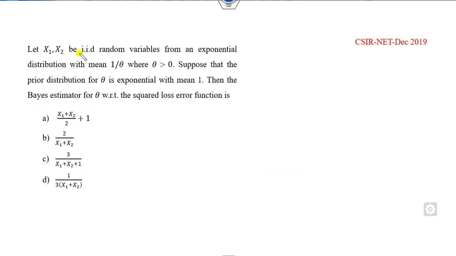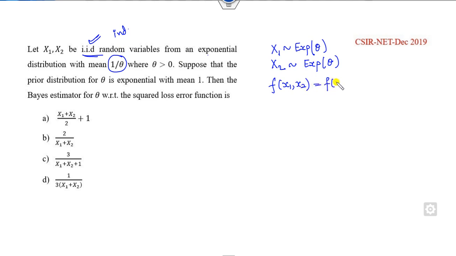Again here, x1 and x2 are IID with the exponential distribution. So x1 follows an exponential distribution. Since the mean is 1 by theta, the parameter is theta. x2 is also exponential with parameter theta. Fine. And they are IID as well as independent. So can you find the joint density function, which is nothing but f of x1 times f of x2. Since it is exponential, it will be theta e raised to power minus theta x1 for the first, and theta times e raised to power minus theta x2 for the second. So it is theta square e raised to power minus theta times (x1 plus x2).